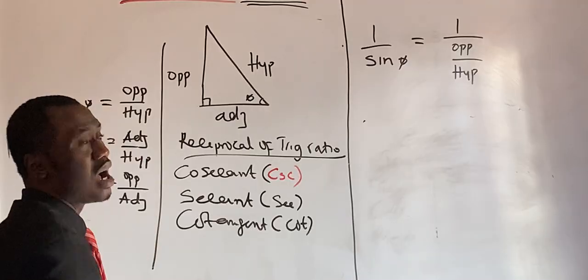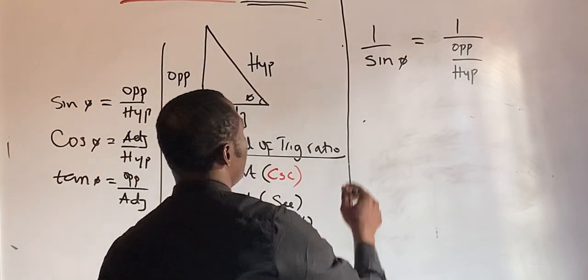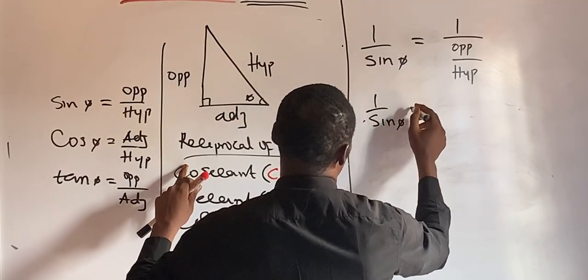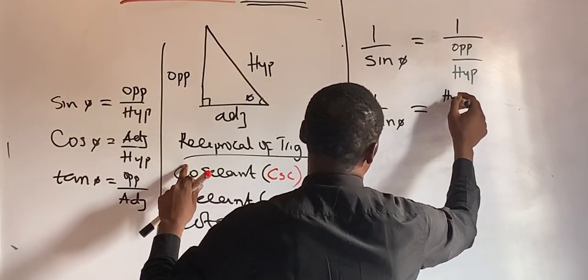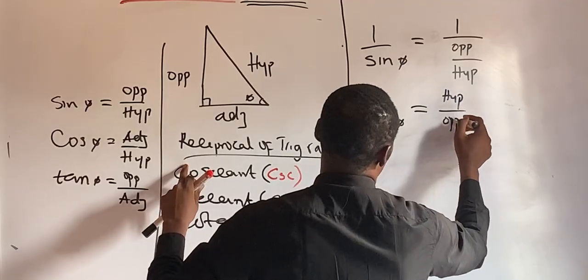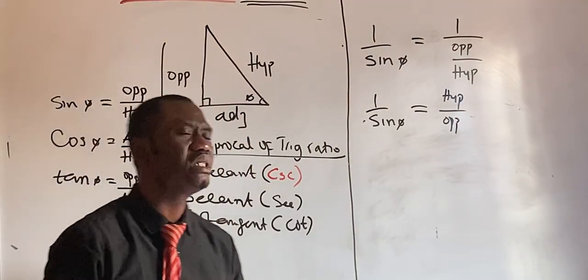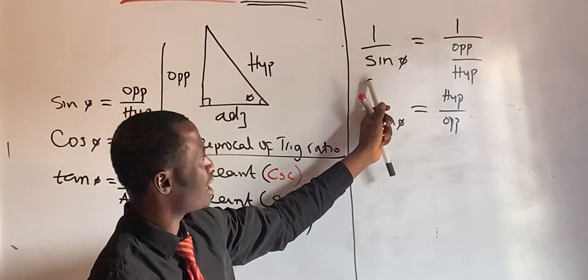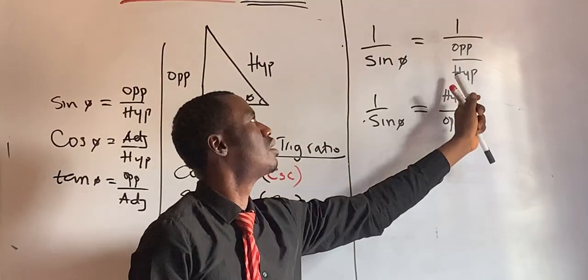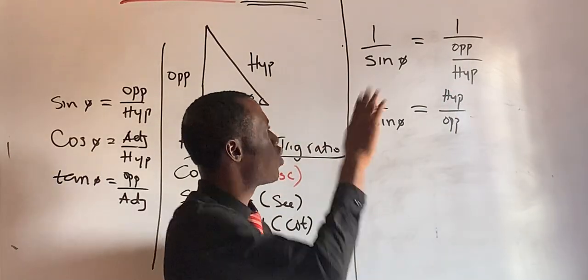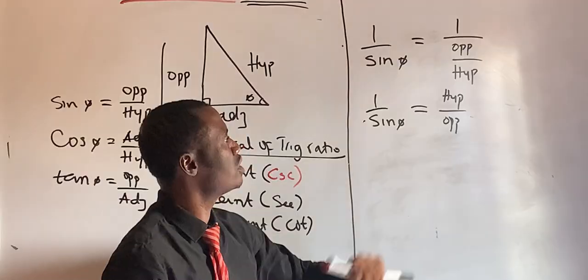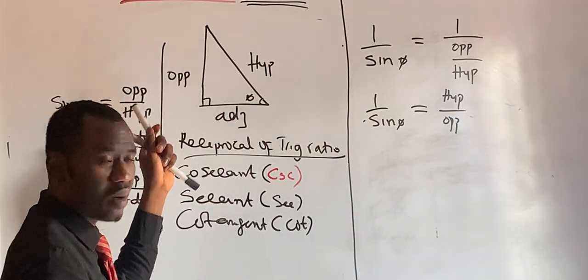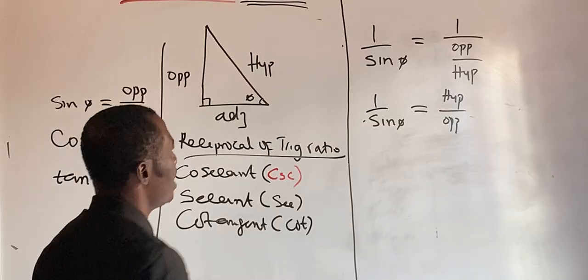Okay, opposite over hypotenuse. If you do your math, you are going to have that 1 over sine theta equals hypotenuse over opposite. If you do your mathematical division, you will find the answer because it's 1 over sine theta, which is 1 over opposite over hypotenuse. When you do that, the equation will flip. Now we're going to have hypotenuse up here and opposite down there. But over here, we have opposite up there and hypotenuse down there. Now we'll go to the next one.